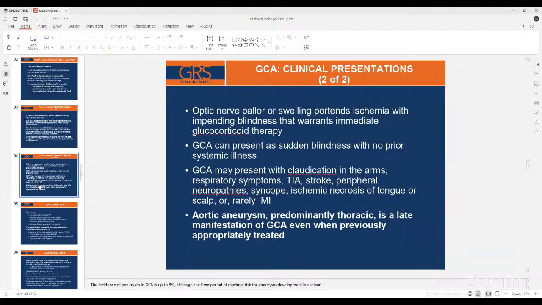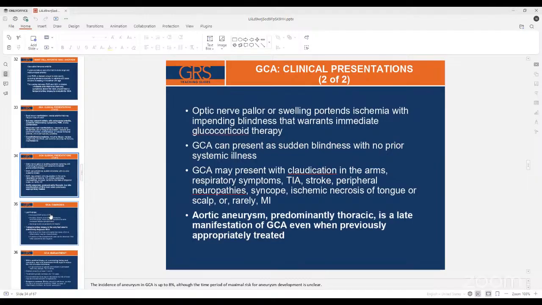Optic nerve pallor or swelling portends ischemia with impending blindness that warrants immediate corticosteroids. The most dreaded complication of giant cell arteritis is permanent loss of vision, which, if it happens in one eye and is not managed quickly and effectively, can affect the other eye as well.